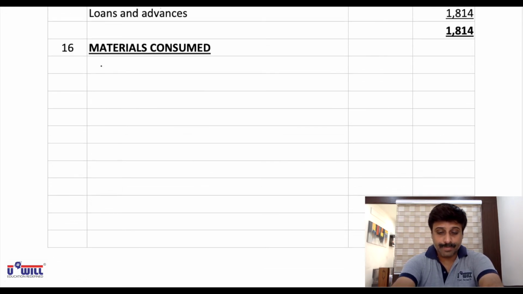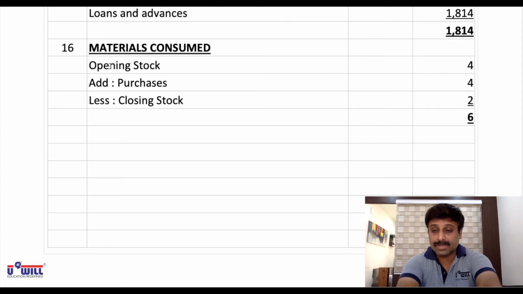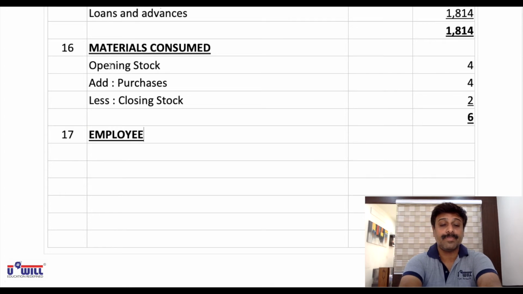Opening stock four plus purchases 4 less closing stock 2. So outer column 4 plus 4, 8, 8 minus 2, 6. Okay, total is 6. Then after materials consumed, C, D, D, we don't have E, employees benefit expenses. E marked items will be taken over here.